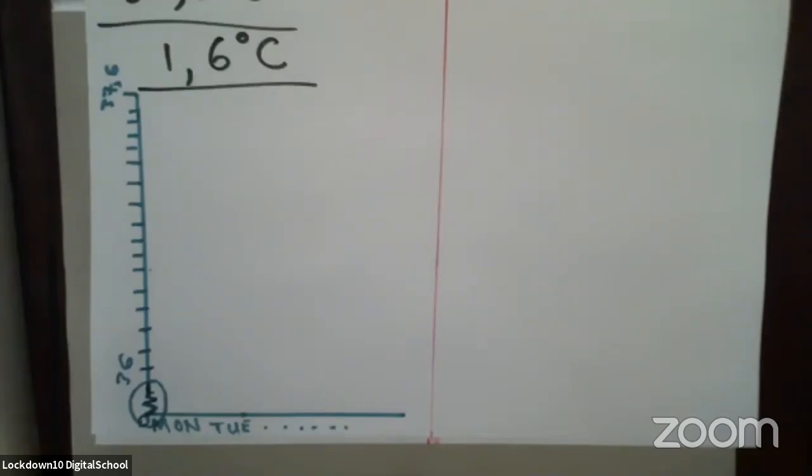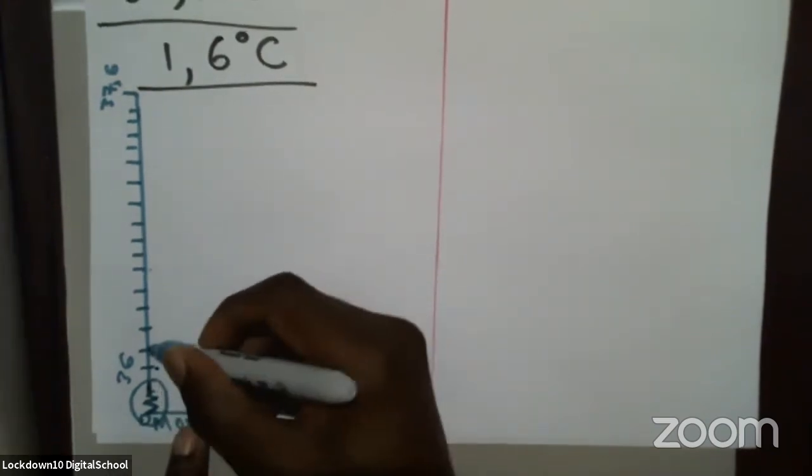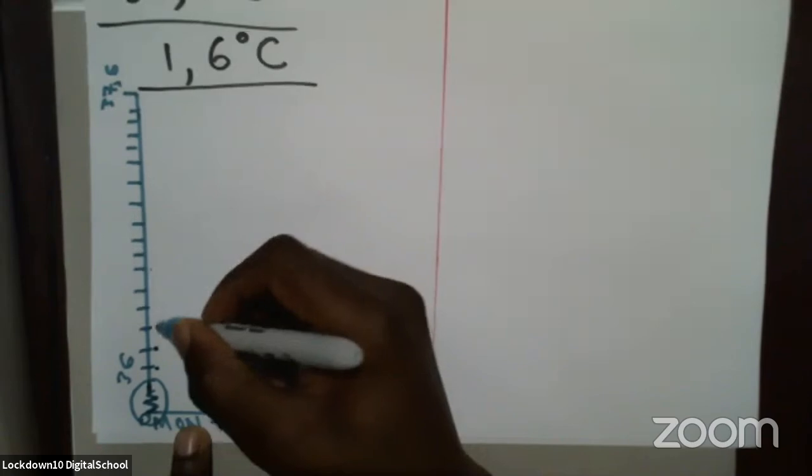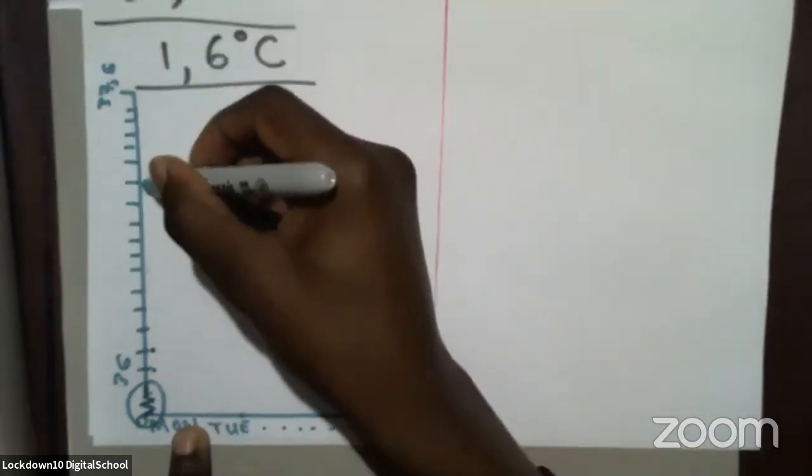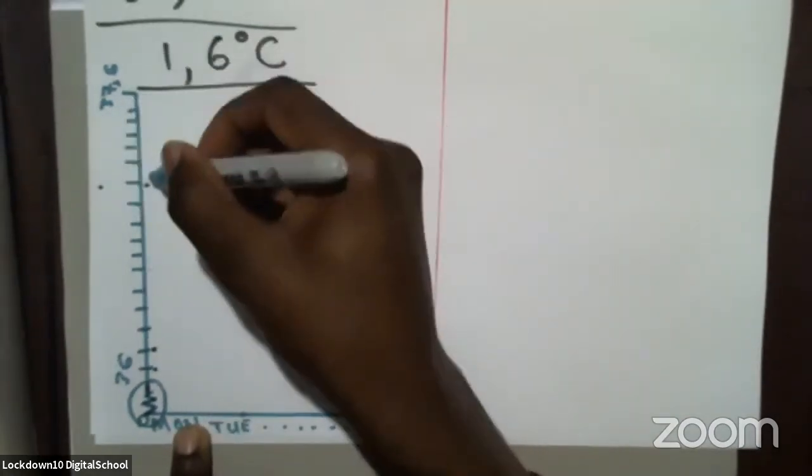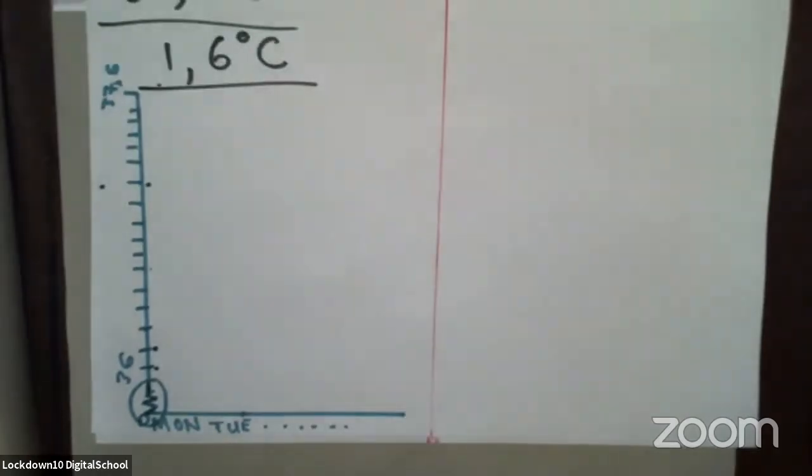Okay, so if you have that, then it is now easier for you to plot, because this is representing 36 and this is representing 36.1. Up to 10, we have 37. Then we count 6, that will represent 37.6.